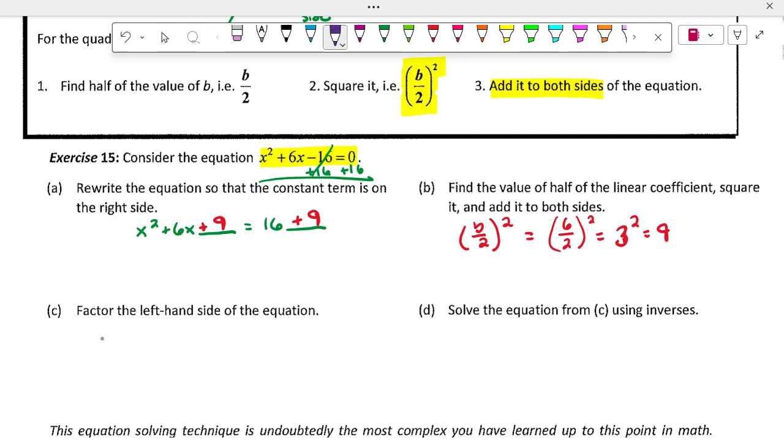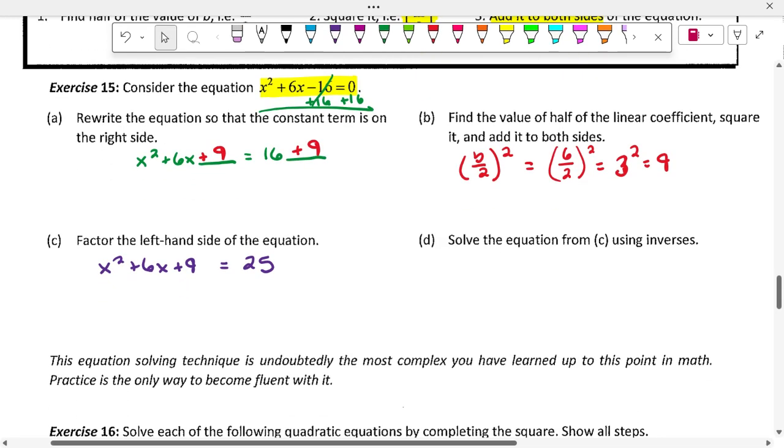So if I simplify it a little bit, I have x squared plus 6x plus 9 is equal to 25. And now I need to factor the left-hand side. So how do I factor that perfect square trinomial?